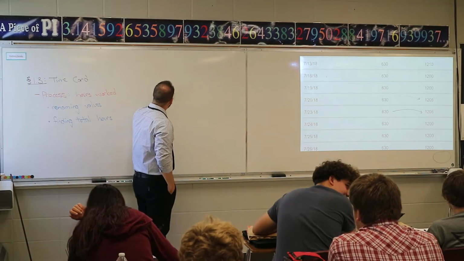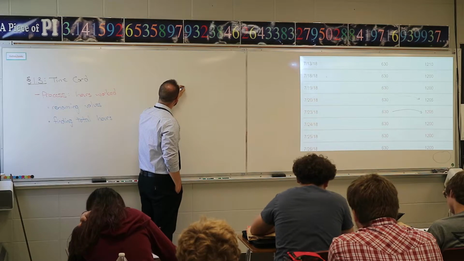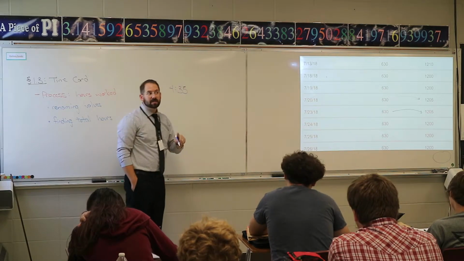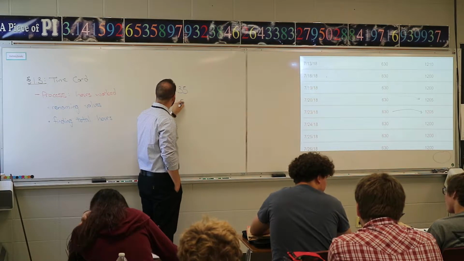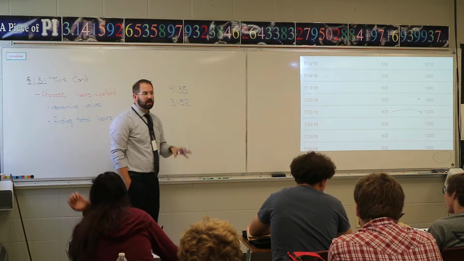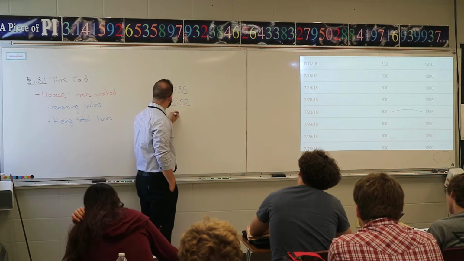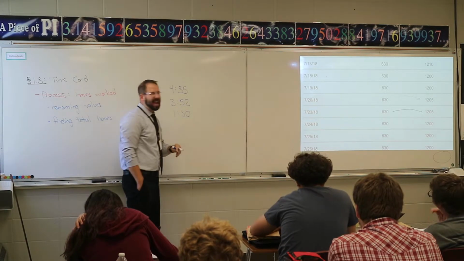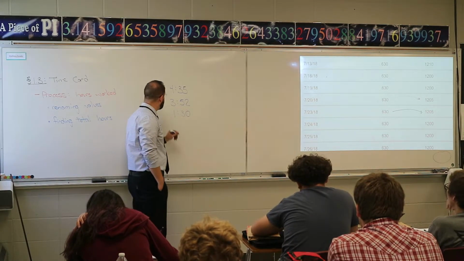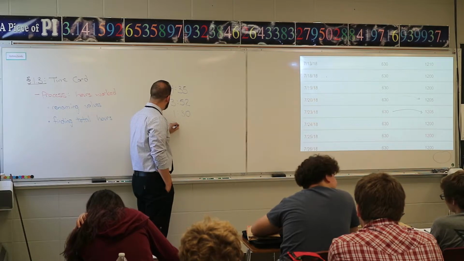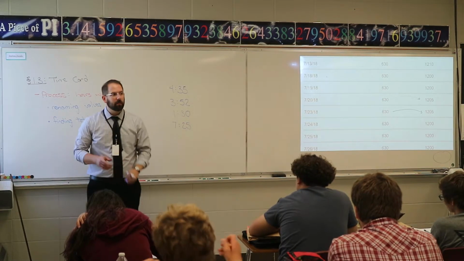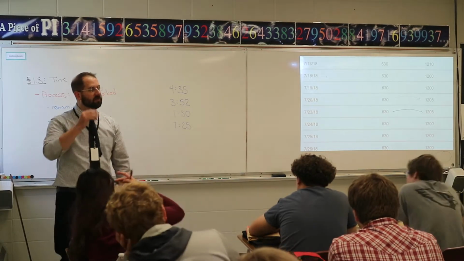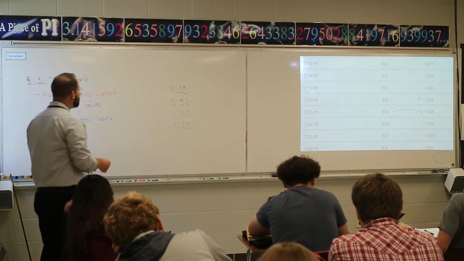Okay, so the first day you worked 4 hours and 35 minutes. Second day you worked 3 hours and 52 minutes. Third day you worked 1 hour and 30 minutes. And the fourth and final day you worked that week, you worked 7 hours and 25 minutes. Long day. Okay, long day. That day you put in almost a full day there. Okay, so these are your 4 times.